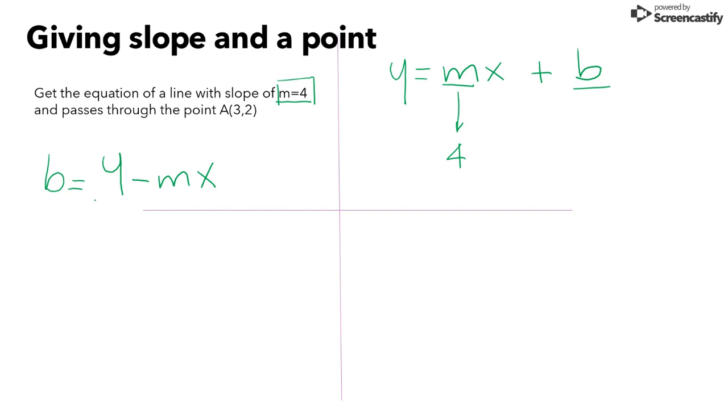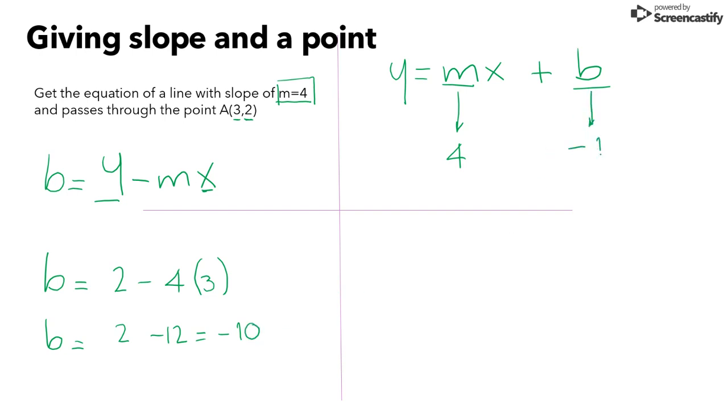And which is going to be y? The y of the point. And which one is going to be x? The x of the point. So I'm going to substitute here. b is equal to 2 minus 4 times 3. b is equal to 2 minus 12, that is equal to negative 10. So now I have b is negative 10, and I can find my equation now.